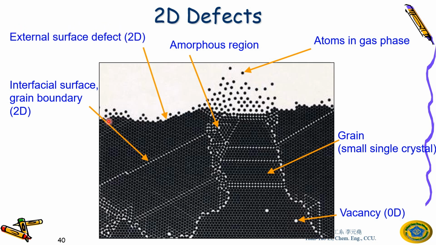And this is the external surface defect. This line here, all the atoms on the surface are external surface defects, because the atoms don't bond very well compared to the atoms inside the material. This is a single crystal, and the atoms bond very well, but you have some bonds missing on the surface.